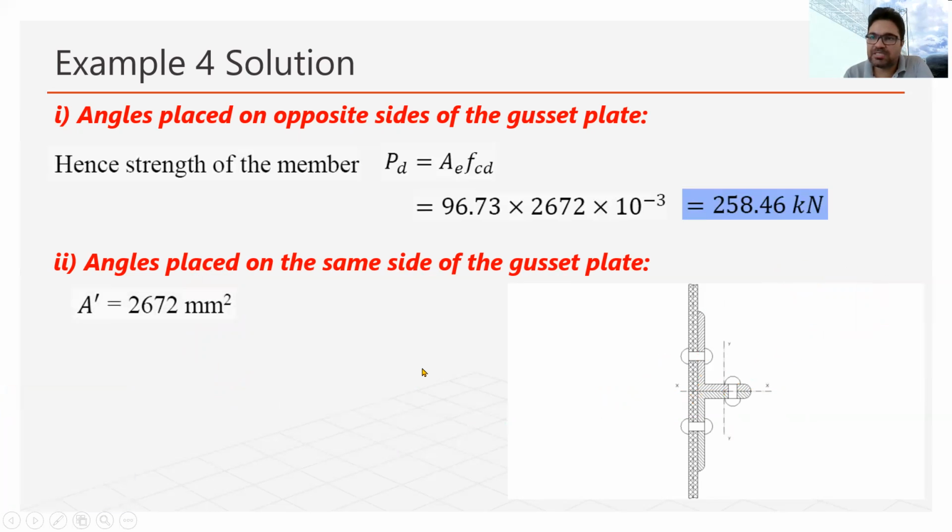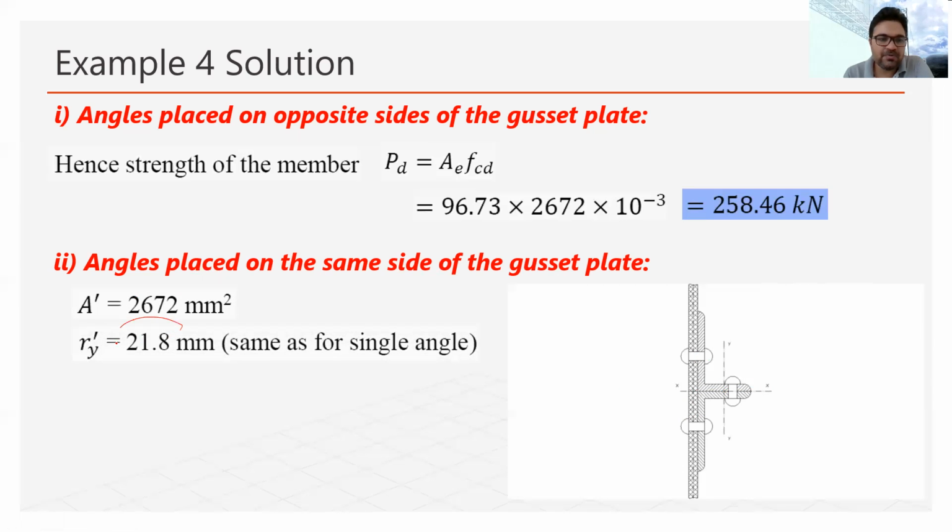So A dash will be the same as we have calculated in the previous case. Ry dash this time will be the same, which is 21.8. This we have already found from the steel table at the start of this question. So it will be the same as for the single angle section.